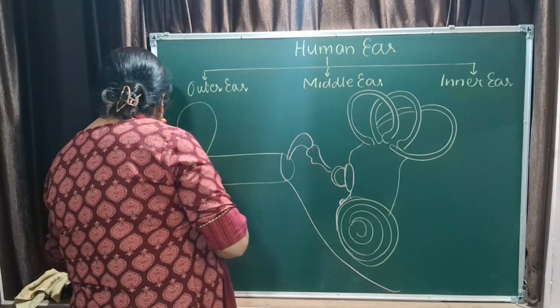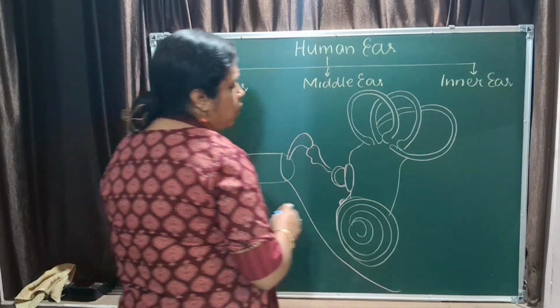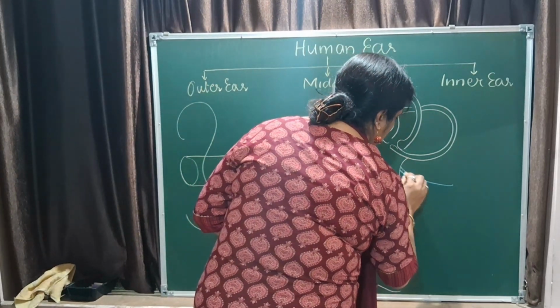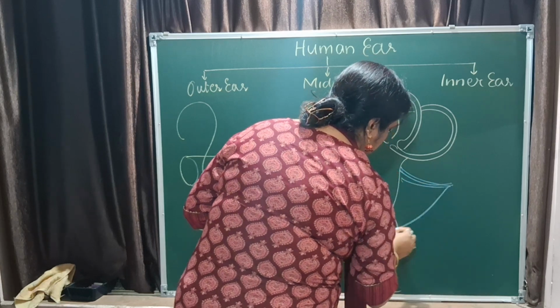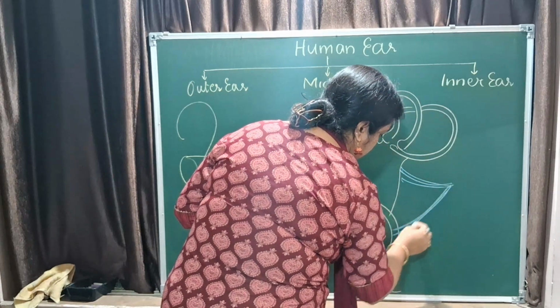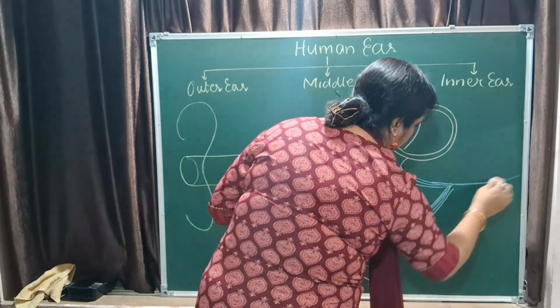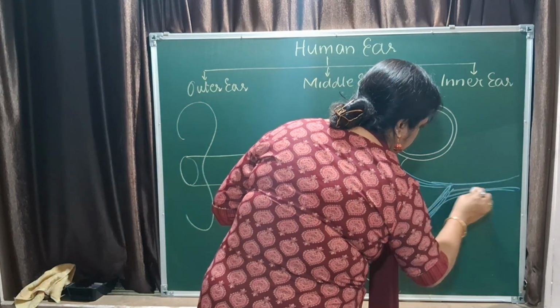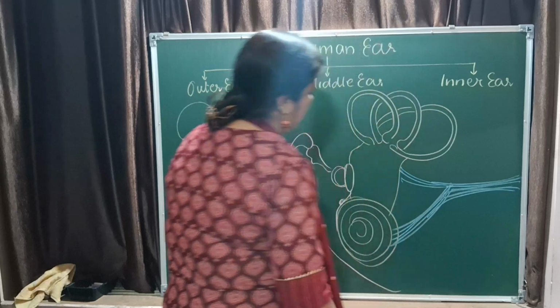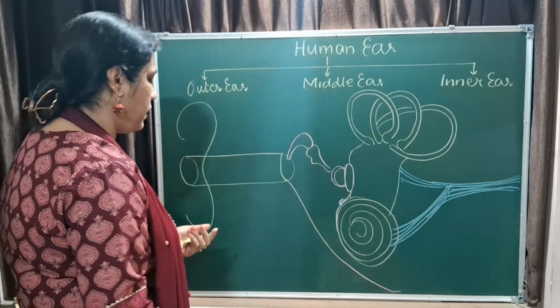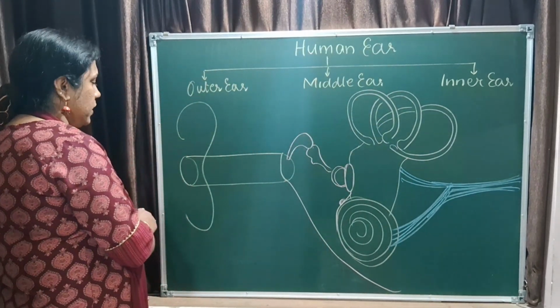Then you have the nerves. One is called the vestibular nerve and the other one is the cochlear nerve. They are together forming the auditory nerve. Okay, this is the human ear diagram. Let us label it quickly.